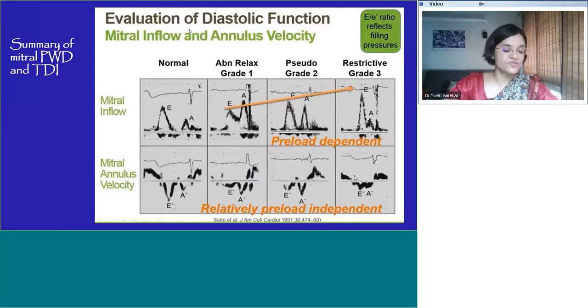So this is a summary. We're running short of time. This is a summary of mitral PWD and tissue Doppler as diastolic function worsens. So this is normal, where E velocity is less. Then as dysfunction increases, E velocity goes on increasing. For the tissue Doppler, the E prime velocity comes down as diastolic dysfunction increases.